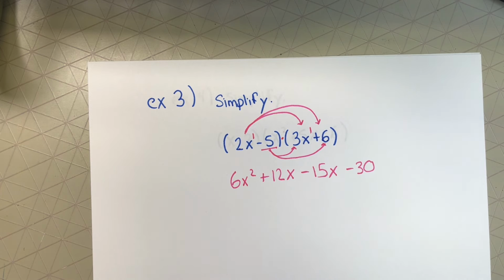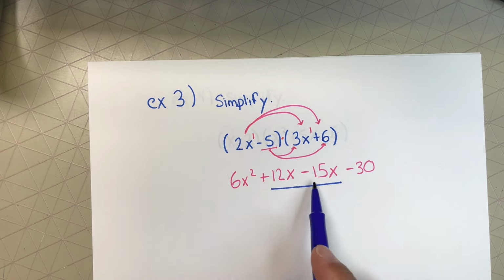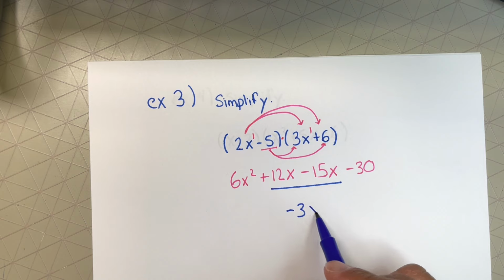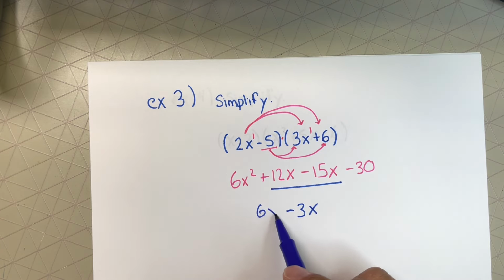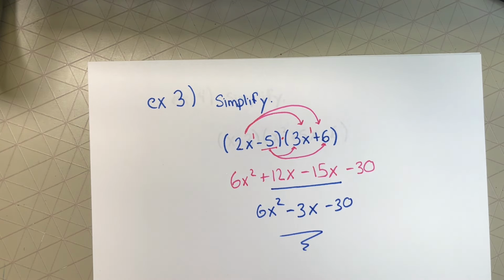Now, once you're done distributing, ask yourself, can I combine like terms? And I can. The 12x and the negative 15x are similar. So 12 minus 15 is negative 3. And then I'm going to drop down the 6x squared because there's nothing to combine it with, as well as the negative 30. And that's my final answer.